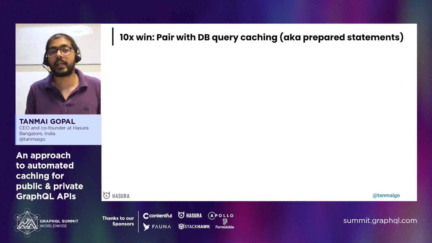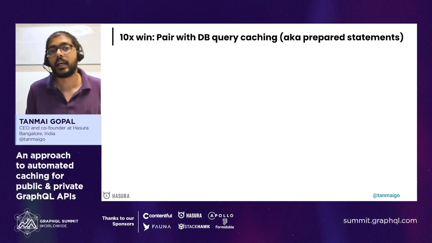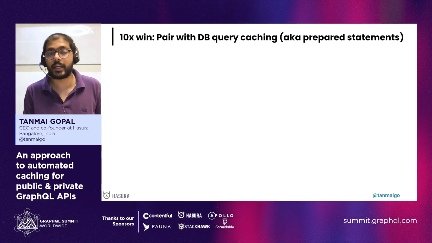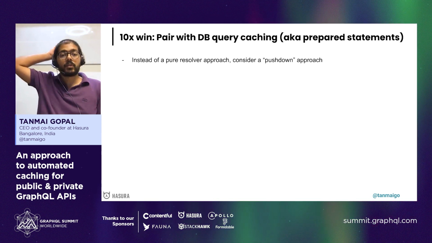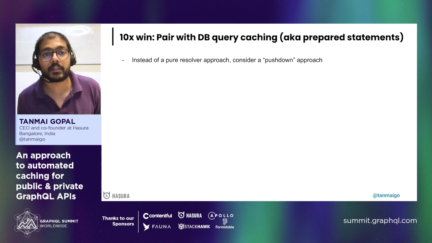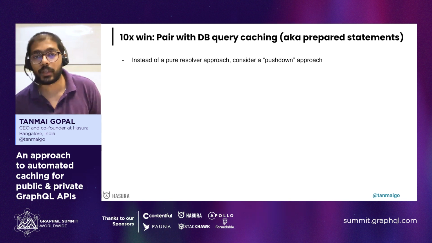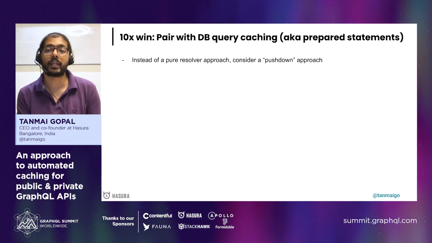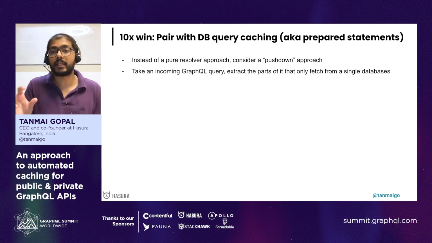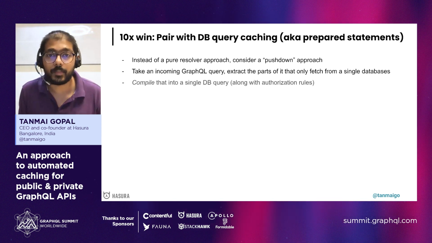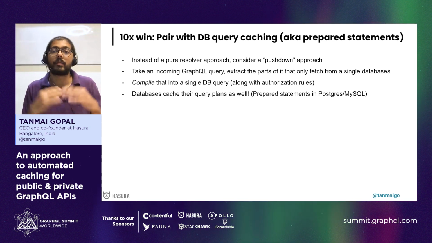Databases, which provide a query language to query the database, also offer the same idea of being able to cache a query instead of parsing and figuring out how to run and execute that query for every new query that comes in. These are often called prepared statements. So one approach that works really well here is that instead of a pure resolver approach that you have with GraphQL, you think about a pushdown approach where you take a part of the GraphQL query, or maybe even the entire GraphQL query, and compile that into a database query. You can send the database the entire query, and that way the database can cache that query plan as well. And these are called prepared statements.